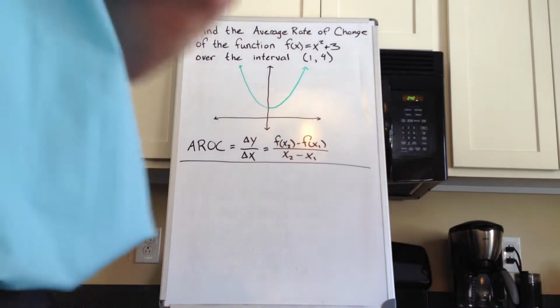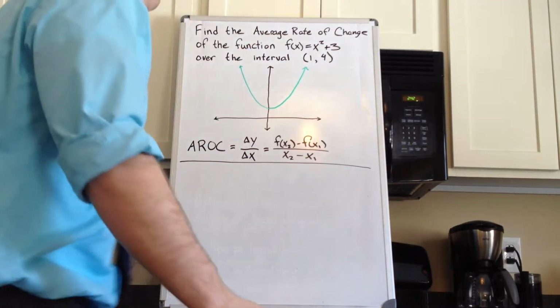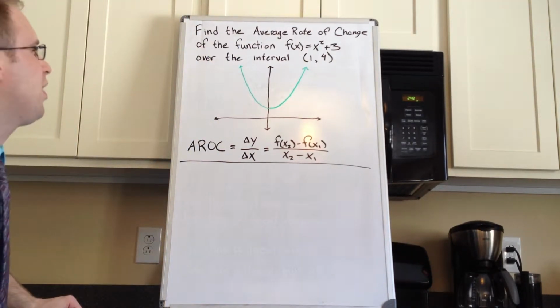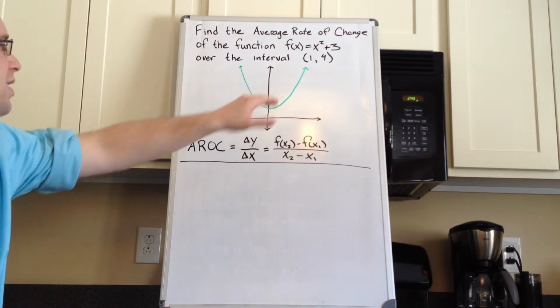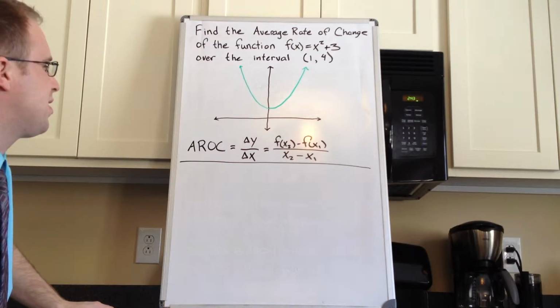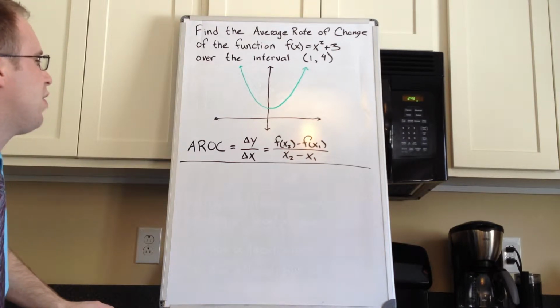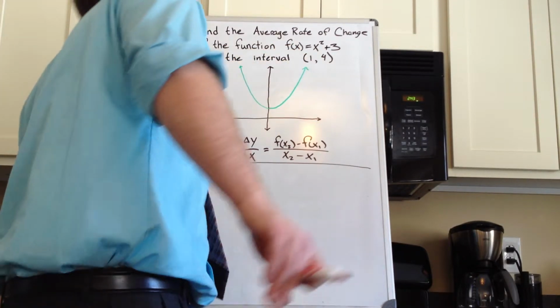This problem is asking us to find the average rate of change of the function f of x equals x squared plus 3 over the interval from 1 to 4. So the interval is x values. The formula for average rate of change is the same as the formula for slope. It's change in y over change in x. And remember, f of x is equal to y.